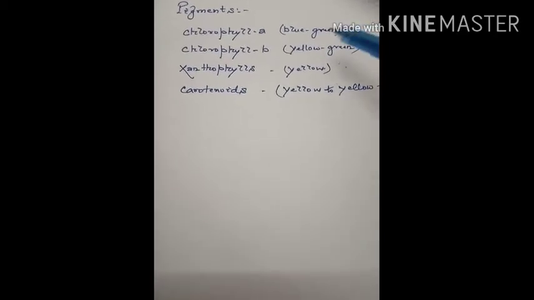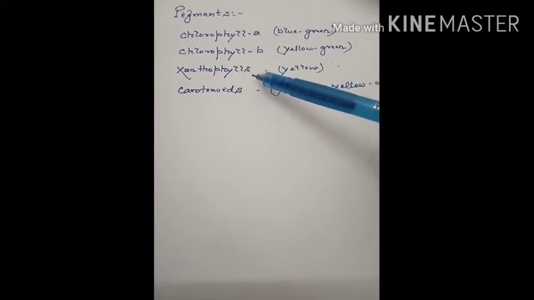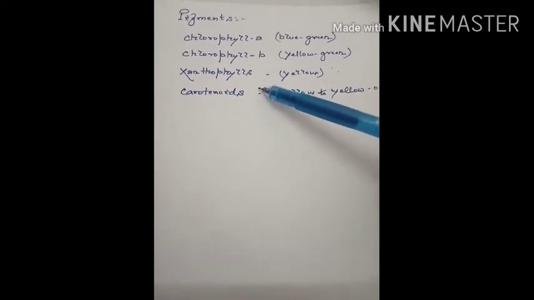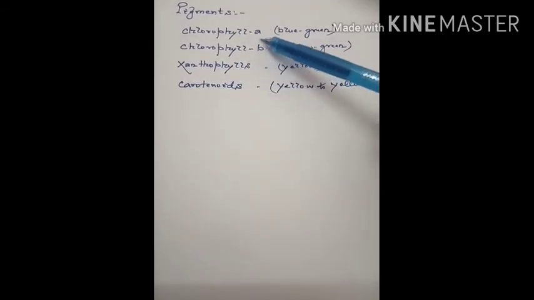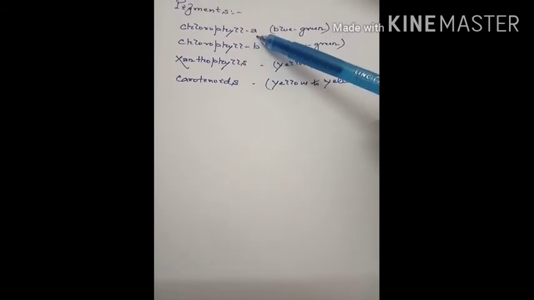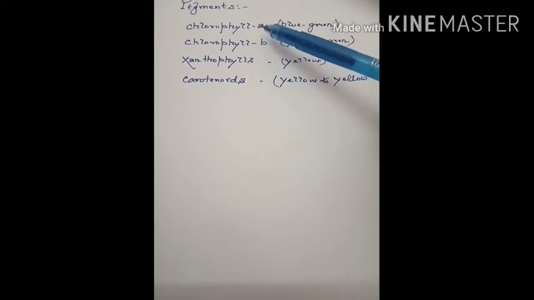So these other pigments, chlorophyll B, xanthophylls and carotenoids, are the accessory pigments, and they help to trap the light energy and finally transfer it to the chlorophyll A molecule to carry out the process of photosynthesis. They also help protect chlorophyll A, the essential pigment, from photooxidation.